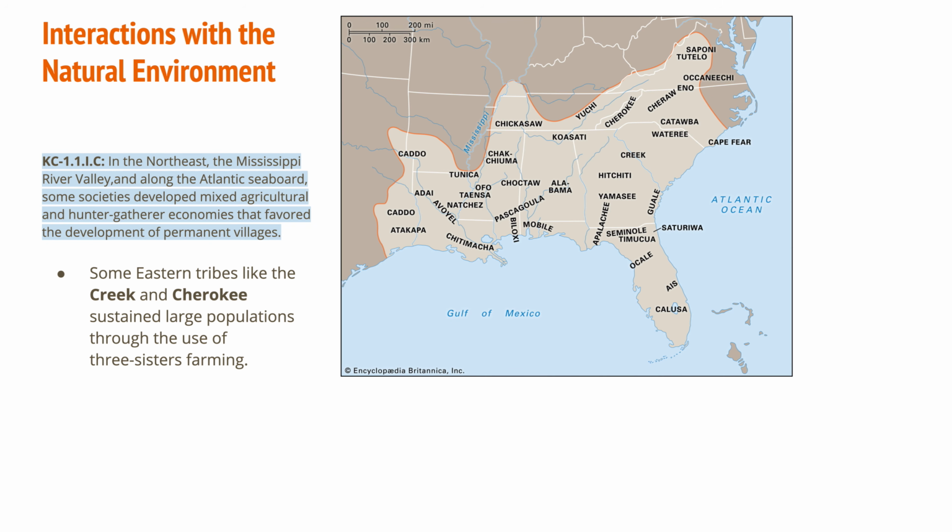Moving on, so in the Northeast, the Mississippi River Valley and along the Atlantic seaboard, some societies developed mixed agricultural and hunter-gatherer economies that favored the development of permanent villages. So in the Southeast here, you're starting to be able to see a lot more names on the map, which means that there's more people that are settling down. And so some of the eastern tribes, like the Creek and the Cherokee, had some of the highest population densities across the entire Southeast. And they did so through the use of Three Sisters farming.